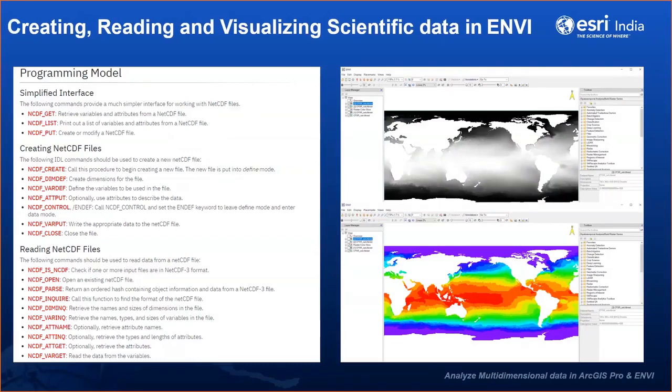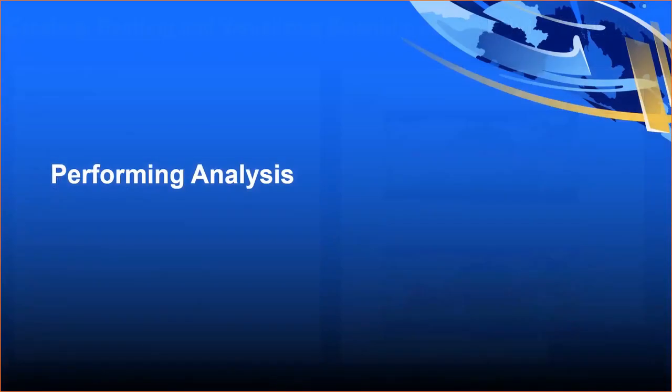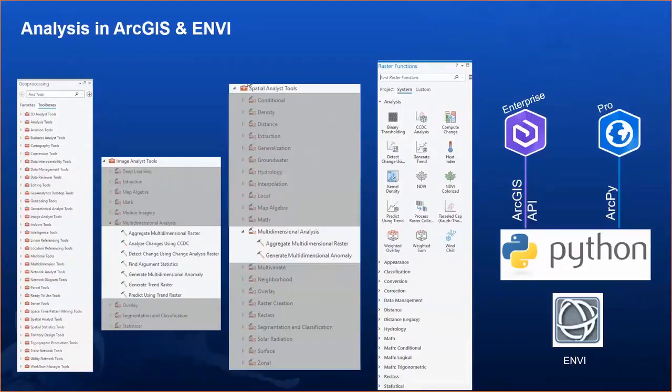Now we can also see how we can use this data and perform different types of analysis. When we talk about performing raster analysis, we have ArcGIS Pro, Enterprise, and ENVI. You can leverage Pro, ArcPy tools, and Enterprise. You can use the ArcGIS API for Python, and you can do some other raster functions which are not available otherwise. And we are also providing a set of raster function tools and geoprocessing tools, which help you perform different types of multidimensional analysis.